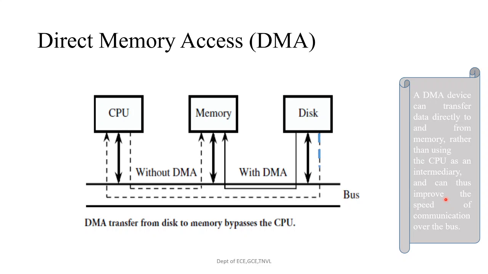If you see here, the first access will be like this. The data should be fetched from the disk to the CPU via the bus. Then from the CPU the data will be transferred to the memory. But if you use DMA, with the help of this DMA controller, the data from the disk will be directly mapped to the memory.